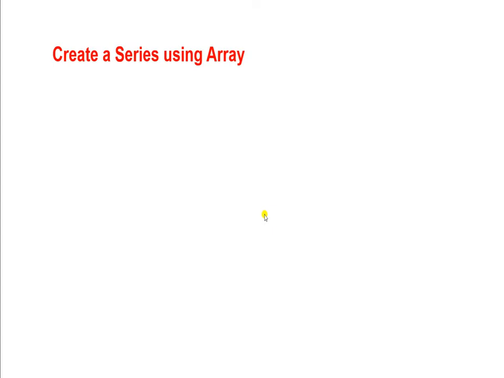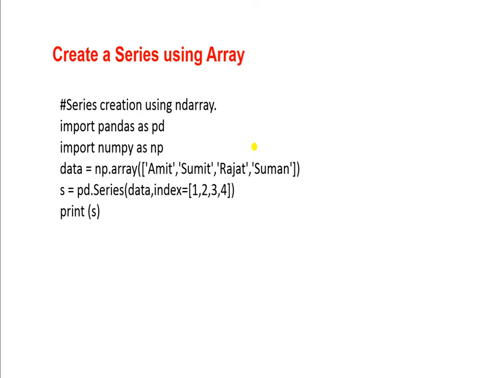Next is how to create a series using an array. Now in the data argument we have to pass an array. You know, for an array we have to import one more library, that is numpy, because we have to use an array in this example. That's why we use the numpy library in this example. We use two libraries, pandas and numpy. Now we created an array with string type values. These are string type values in this array.